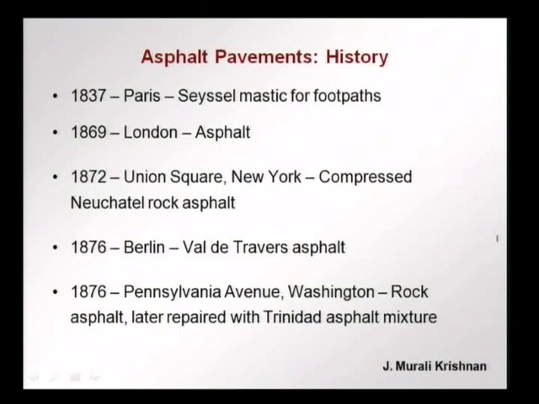Asphalt pavements have a long history. Asphalt pavements as we know them today have been around for almost 200 years. Mastic was used for footpaths in Paris in 1837, later on in the 1860s asphalt as such started to be used in London and in New York. Later again we have a lot of applications which occurred in Europe and in the United States with different types of asphalt.